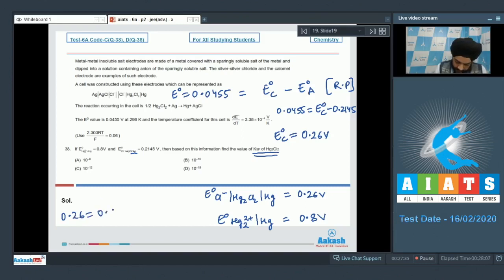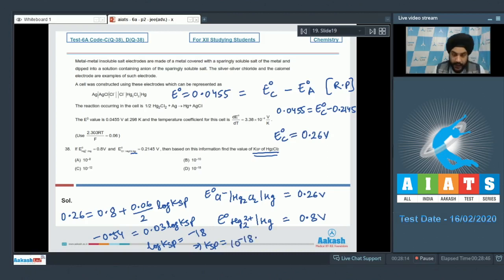So we have 0.26 is equal to 0.8 plus 0.06 by 2 into log of KSP. This equation can be found out by converting these E0 values into corresponding delta G values. So we're going to have minus 0.54 is equal to 0.03 log of KSP. So the value of log KSP is equal to minus 18. It means that the value of KSP shall be equal to 10 to the power minus 18.